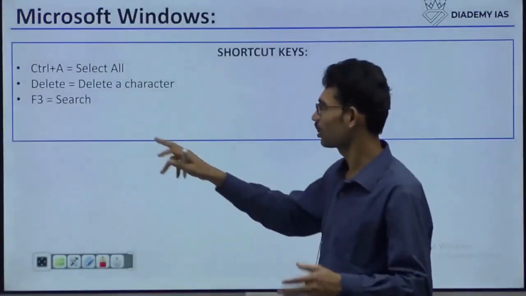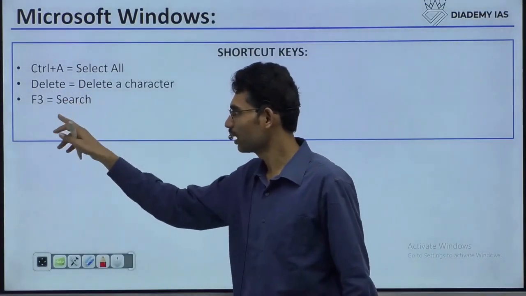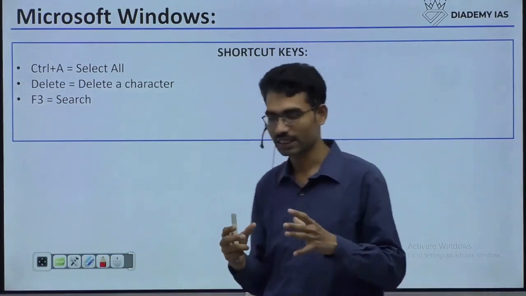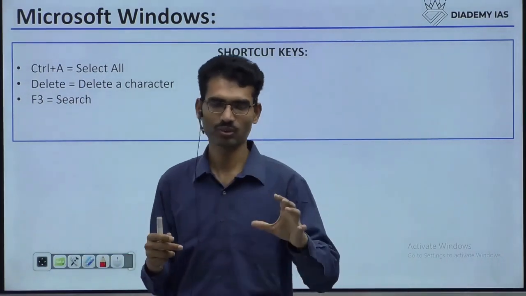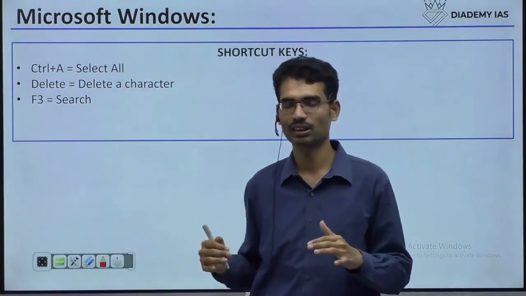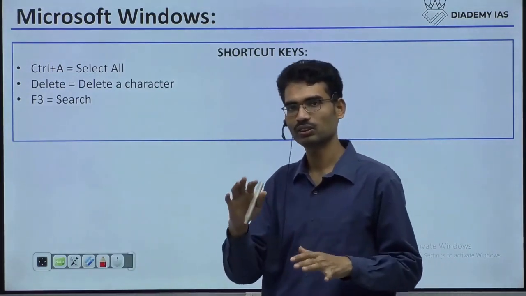Some shortcuts like, if you want to select all, Control A, delete, F3 search. Some of the shortcuts, you can study in the Arihant book. It is a good book, you can read. It's a good book, properly compiled for the examination. Whatever basics are required, it is sufficient.